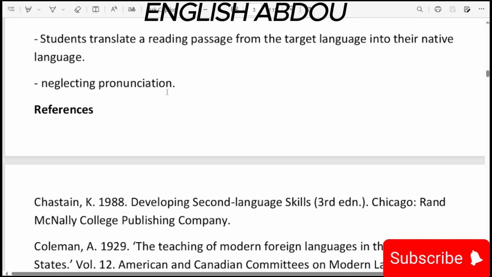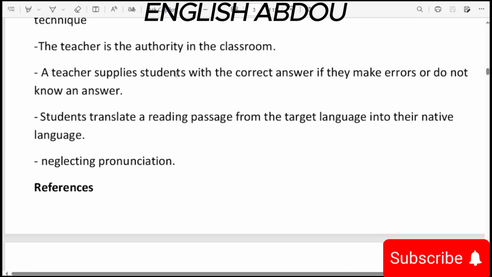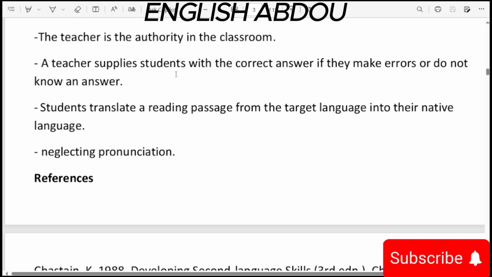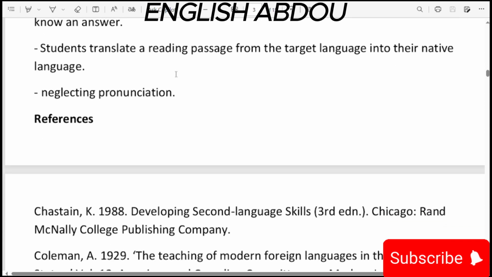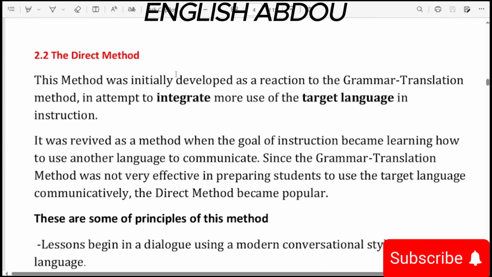Here there are some weaknesses of this method. Of course, the weaknesses are passivity of students in the classroom, using the mother tongue language, and also neglecting students' attitudes toward learning, attitudes toward errors, and so on and so forth. These are some mistakes that this method made. Direct method: this method was initially developed as a reaction to the grammar translation method, in an attempt to integrate more use of the target language in instruction.